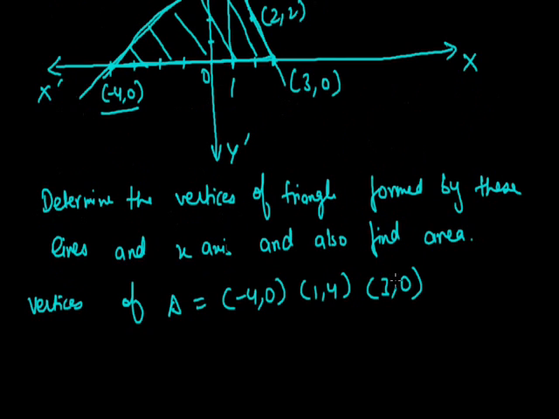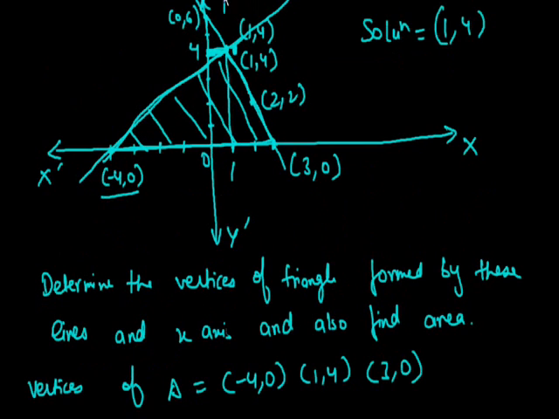Now to find the area of the triangle, we know that area is half base into height. As you can see, height is the perpendicular distance from the highest point. The highest point here is 1 and 4, and this is the perpendicular we have dropped on the x-axis, which is the height of this triangle. The base is the distance from minus 4 to plus 3, so this distance becomes 7 units.